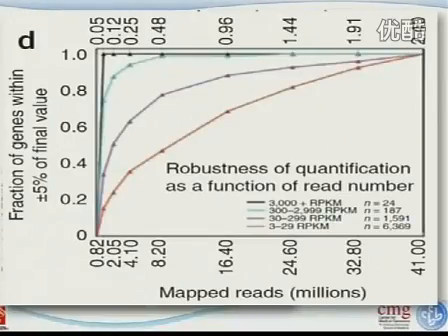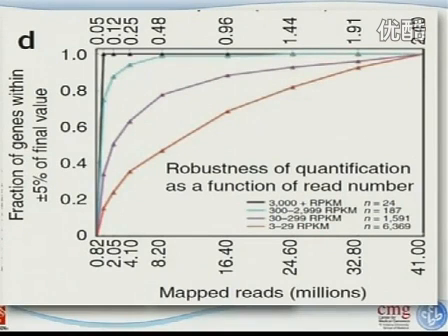They should be able to see this now. Okay. So what this tells you is X here is the total number of mappable reads, from less than 1 million mappable reads to 41 million mappable reads. So you can see this is an increase. And for Y here, it tells you the fraction of genes within plus or minus 5% of the final value. Final value meaning they did the spike-in, so they know how much material they put in, and they want to know whether they got the real measurements.